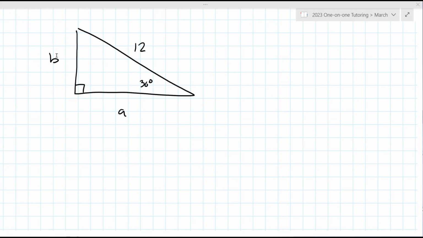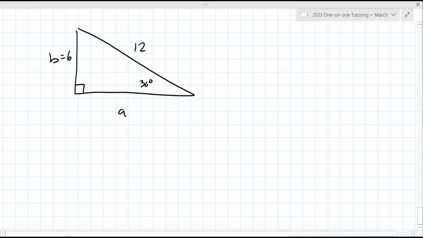So how do you find the short leg from the hypotenuse? Or what do you do to the short leg to get the hypotenuse? Oh, you multiply it by 2. So how do you undo multiplication by 2? Division by 2, which is 6. You got it. Okay, so B is 6. So we've got the short leg.